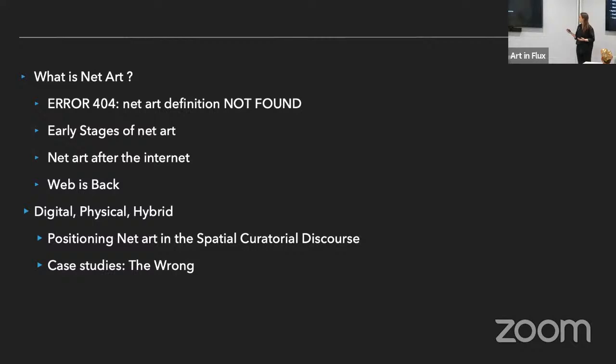I will talk briefly about the early stages of net art, and then moving to post-internet, and then web is back. You see, it's what Art in Flux did with this exhibition, where it's in hybrid space. You can look at it online, and then you also can experience it in the physical space. And what I found out during my research is that net art, even though it started as a strictly digital movement, is moving towards hybridity. So you can see a lot of physicality within it. And within my research, I'm trying to understand why that is and what will be the best curatorial practices to show this type of art to the world, so everybody can understand it, everybody can participate with it, and so on.